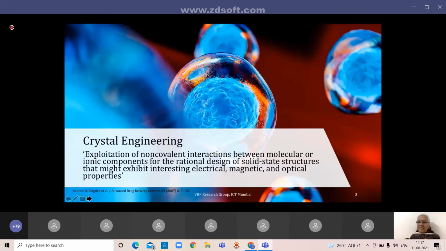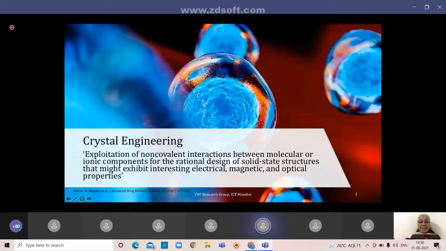So let me start by saying, what is crystal engineering? I'm sure Dr. Paradkar would have taken you through a plethora of applications, but in simple terms, we can define crystal engineering as exploitation of non-covalent interactions. These non-covalent interactions can be between molecular or ionic components for rational design of solid state structures. Once the moieties result due to non-covalent interaction, they exhibit very, very interesting properties. Be it electrical, magnetic, or optical properties, they change. And therefore, this arena is catching up.